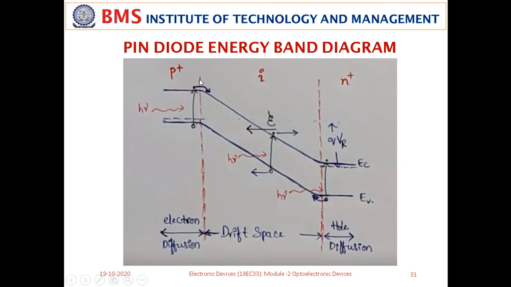First, let us analyze the P plus region, what is going to happen in this region when the light is falling on its surface. When light falls on the P plus region, it creates photon energy h nu. If this is greater than the band gap energy Eg, then electrons get excited and move into the conduction band, and you can see holes in the valence band. This is called an electron hole pair.